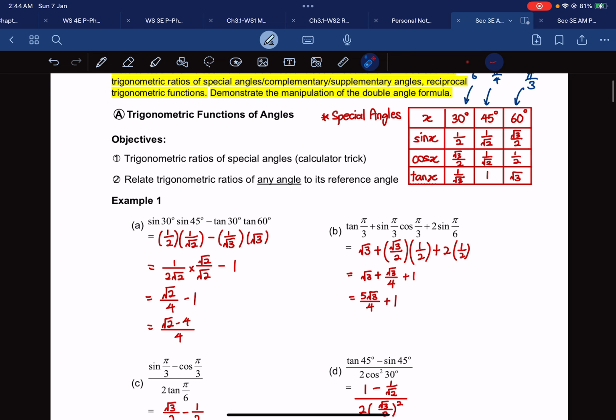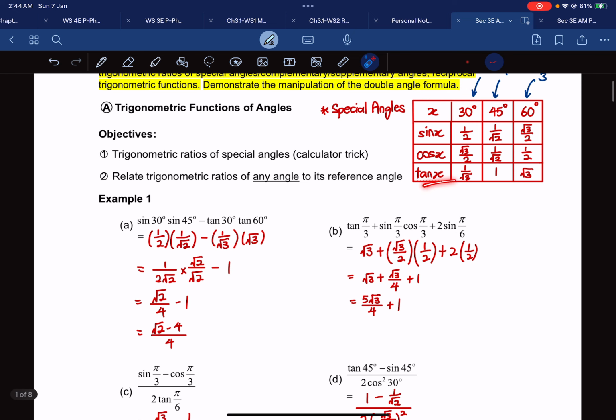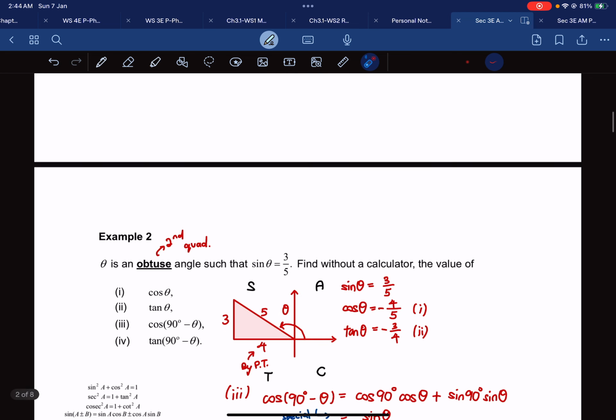And example 1 is very straightforward. Once you know the special angles, applying it into these trigo functions is very straightforward directly. Okay, moving on to the next part.